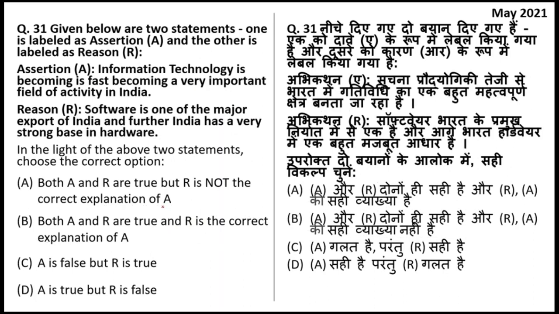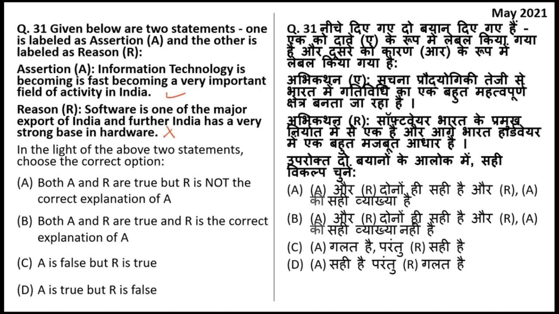Next question. Again, assertion and reason. IT is fast becoming a very important field of activity in India. Yes, this is true. You know, there are so many IT companies in India, TCS, Infosys, Wipro. There are like thousands of IT companies. The reason says software is one of the major exports of India, and further India has a strong base in hardware. No, the reason is incorrect, because we are usually better at providing services to other companies.